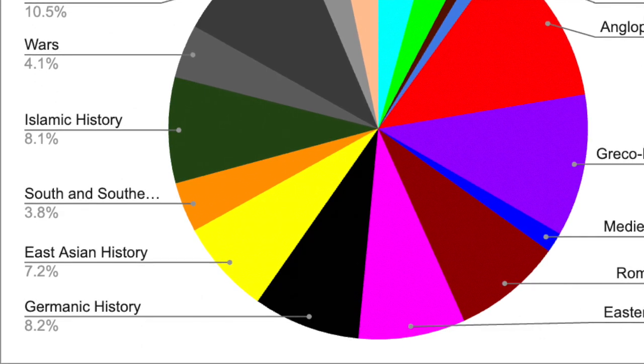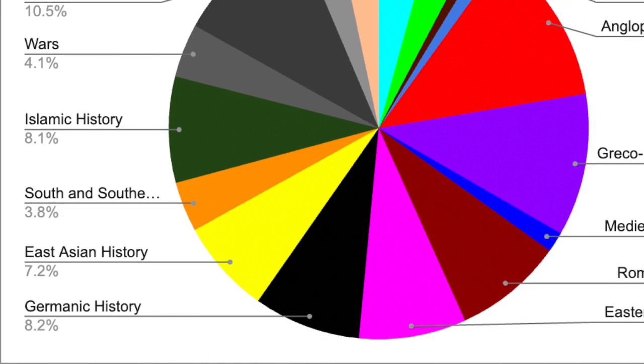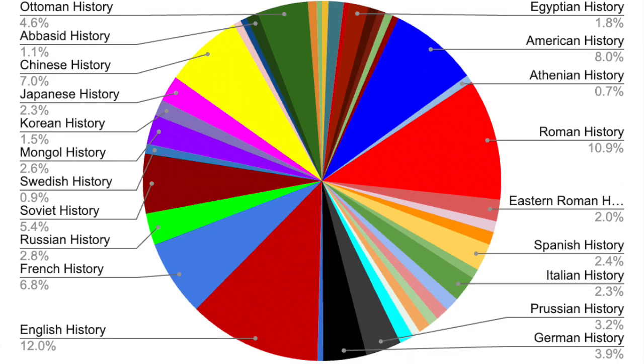But now I want to go into specific countries' history because I think this is quite interesting. So we're going to move on to this third chart. And in this third chart, we can see which countries are the most popular to cover. So, unsurprisingly, although actually somewhat surprisingly, number one is England.